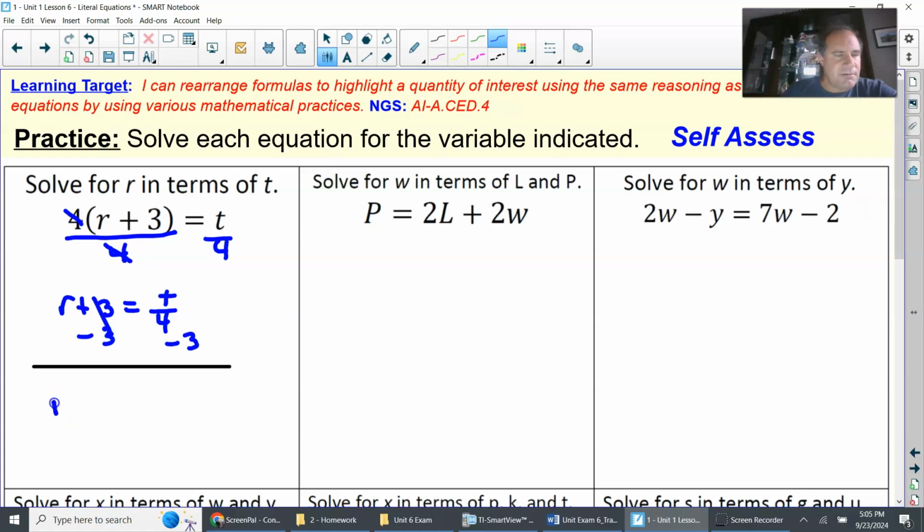This cancels. R comes down, equals T over 4 minus 3.